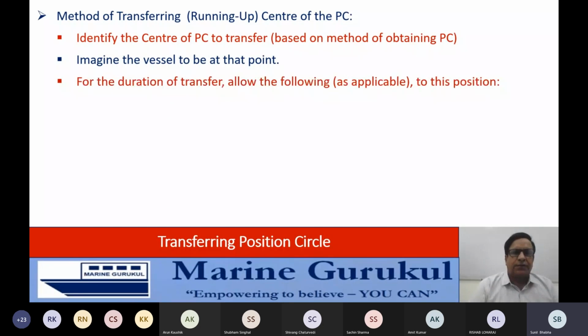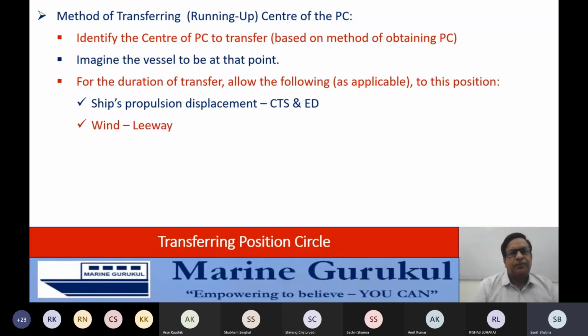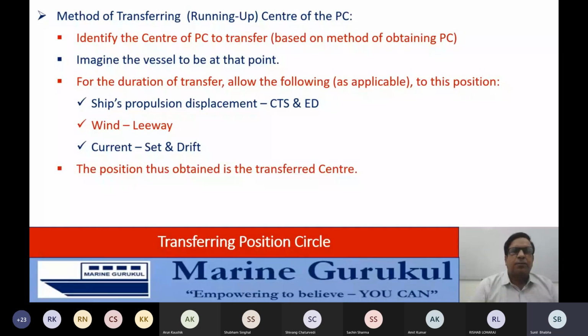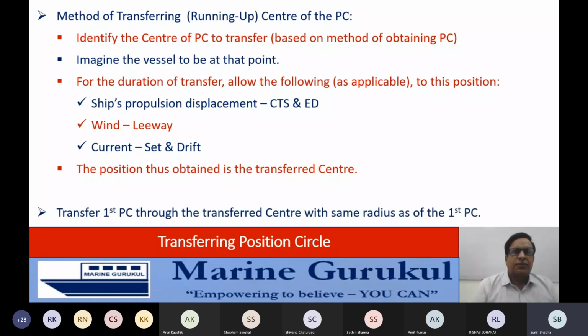For the duration of transfer, allow the following as applicable to this particular position, that is the center. Ship's propulsion displacement, comprising the course she steered and the engine distance she covered during the interval. Wind allowed for through its leeway, and current allowed through its set and drift. The position thus obtained is the transferred center. Now, with this transferred center as the center of the circle and the same radius as the PC to be transferred, we draw the transferred position circle.